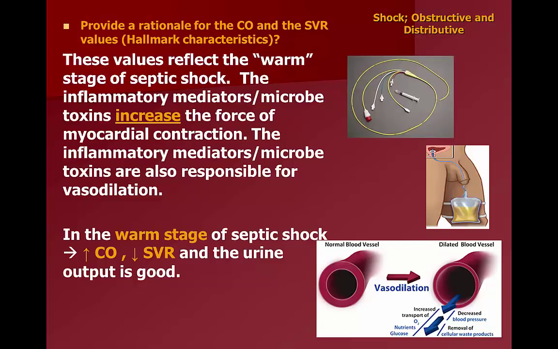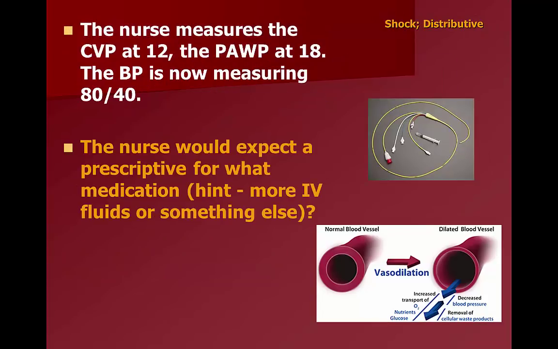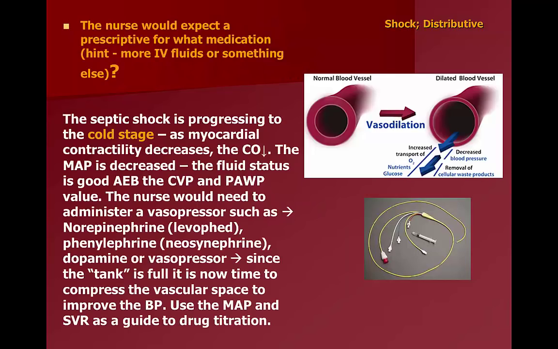This is kind of like the warning sign that should indicate to the nurse that septic shock cold stage is just around the corner. So this is the time when the nurse should deploy all those mechanisms to ensure that the patient gets antibiotics, gets enough fluids to fill the tank so that we can prevent the low blood pressure. And once the low blood pressure occurs, and the tank is definitely full, as evidenced by a normal CVP and PAWP, now it's going to be time for the nurse to give vasopressors. And we've already identified what those vasopressors are.